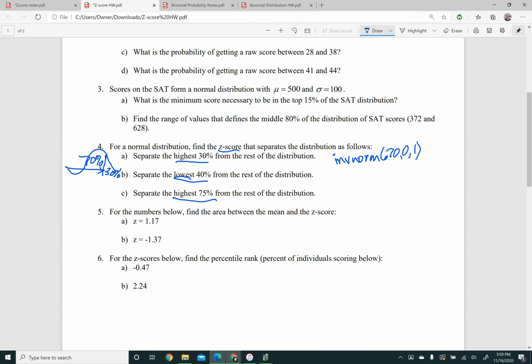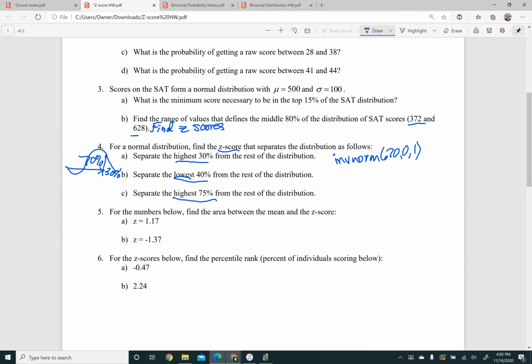Okay. Let's look at 5, 6, and 7. And I think you can figure out the rest here. Oh, number 3, I missed a sentence here. Number 3B should say find the z-scores. So you're just going to find the z-scores for 372 and 628.